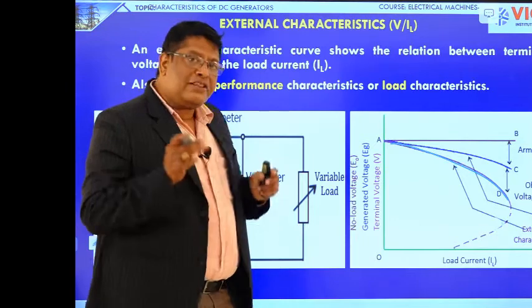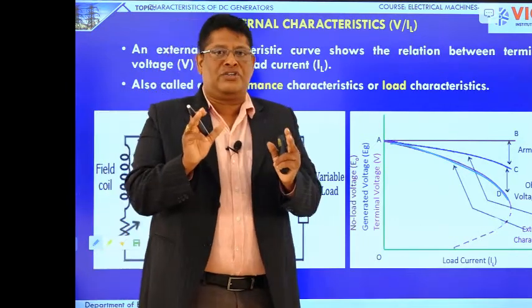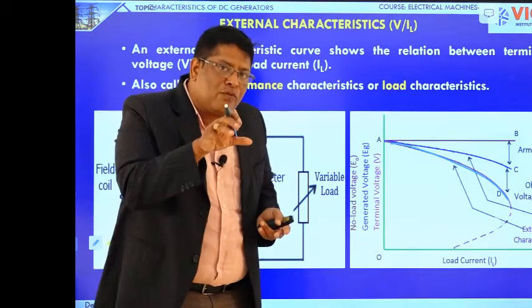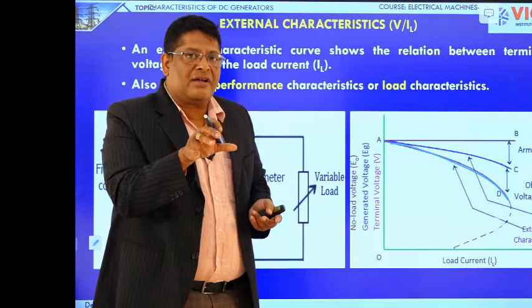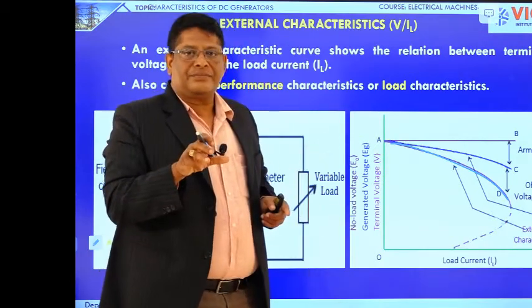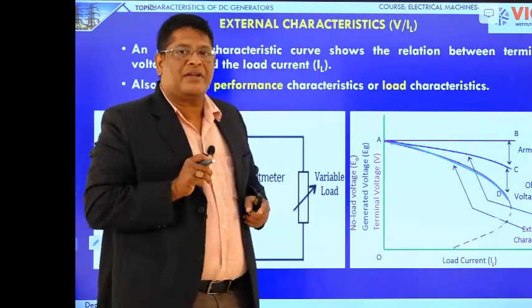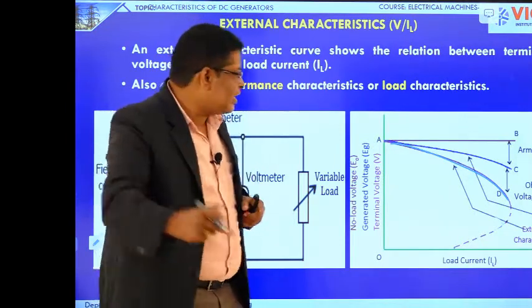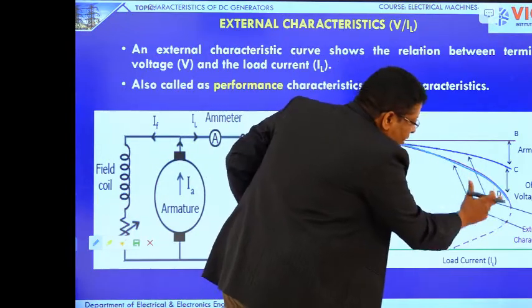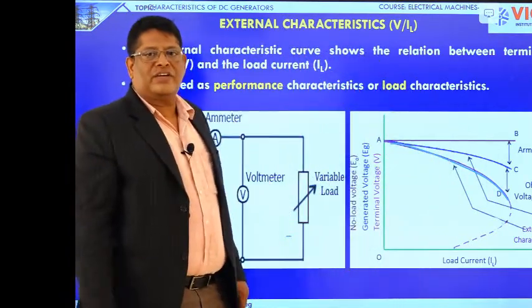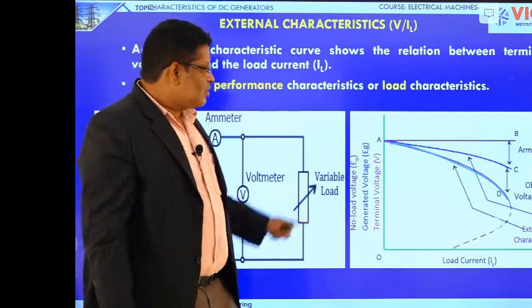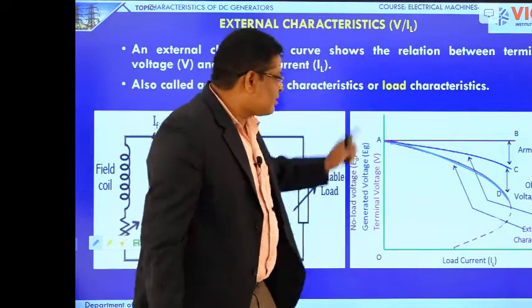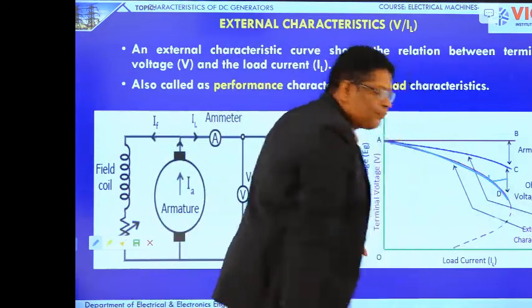See here, the voltage is induced in the armature. Whenever we connect a load, current flows into the armature winding, and some amount of voltage will drop in the armature, and because of armature reaction, some amount of voltage will also drop. So as the load increases, the terminal voltage of the generator decreases. By taking the load current on the x-axis and voltage on the y-axis, initially we get this graph.